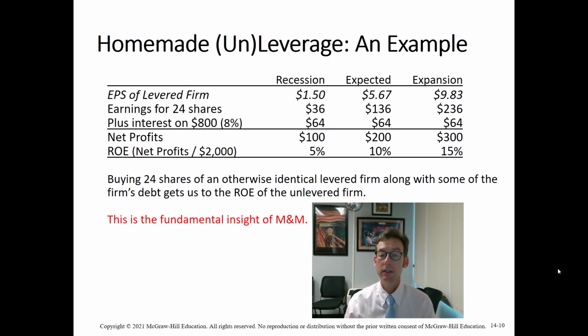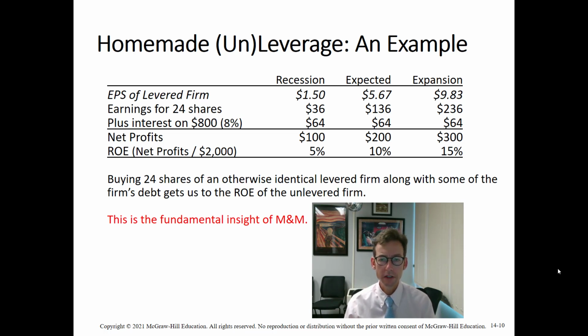We can look at the expected and expansion situations and see that we will get ROEs of 10% and 15%. And if you look back at our unlevered firm, these are exactly the same ROEs that we saw for the unlevered firm. And so we have successfully undone the results of leverage here simply by buying both the stocks and the bonds of the levered firm.